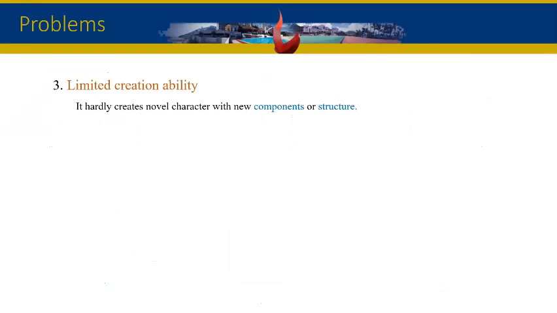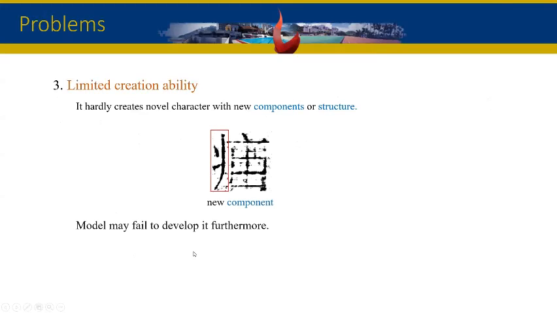The third one is the limited creation ability. Although our program did generate new characters with combinations of currently existing components, it's hard to create a really novel character with new components or structure. Actually, it did create some new components, such as the one shown in the graph, but for some reason, it fails to develop it further.